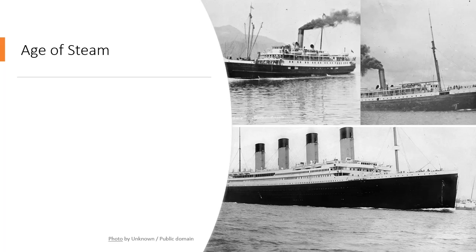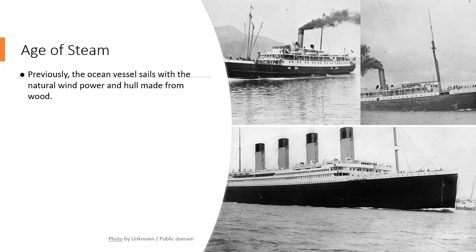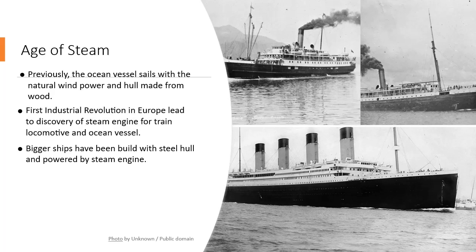The age of steam began when Europe experienced the first industrial revolution. During the age of steam period, ocean vessels began to transform from wooden hulls to steel hulls. Steam engines began to be incorporated into the steel-based ocean vessel. At this time, the size of ocean vessels became bigger. Using steel as a structure and material for building an ocean vessel, the result was that vessels became much bigger in size and able to carry larger cargo quantities in a single trip, and the lifespan of the ocean vessels increased.